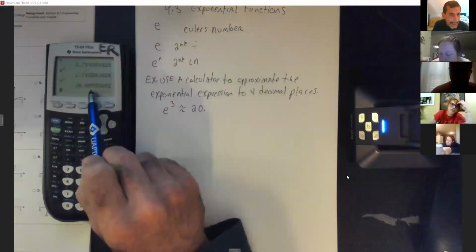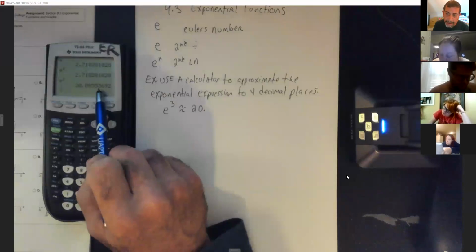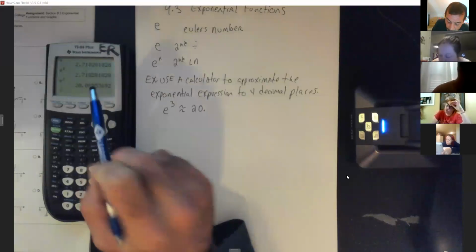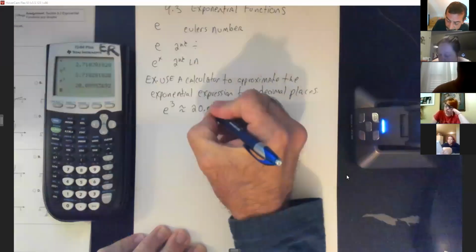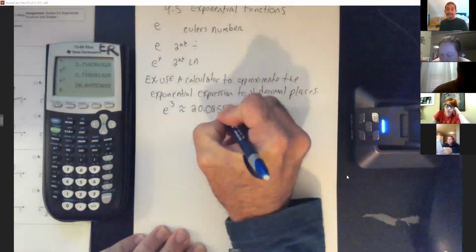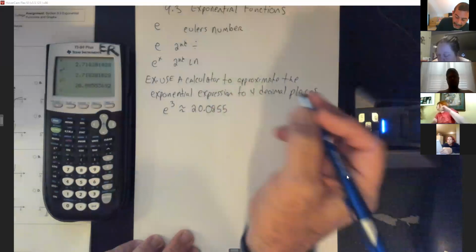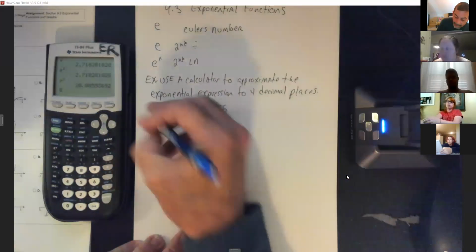So this one is 20 point, so I got to go 4 decimal places, so 0855. So the 5, I can keep a 5 because the number after is a 3. Had that been a 5 or greater, I would have had to round that up. So this will be 20.0855. Okay, so that's all they wanted us to do on that, just approximate that and see what we get.